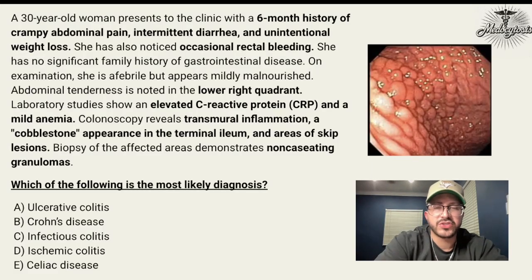This is a very high yield GI question for Step 1, so stick around if you want to learn something new and high yield. A 30-year-old woman presents to the clinic with a 6-month history of crampy abdominal pain, intermittent diarrhea, and unintentional weight loss.